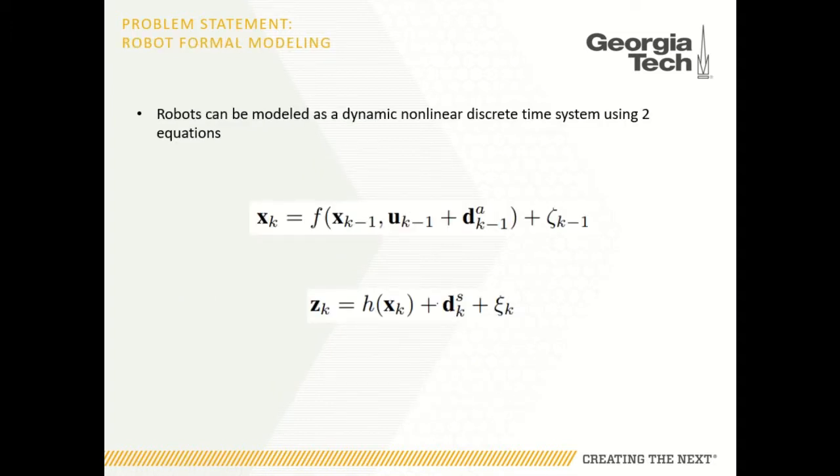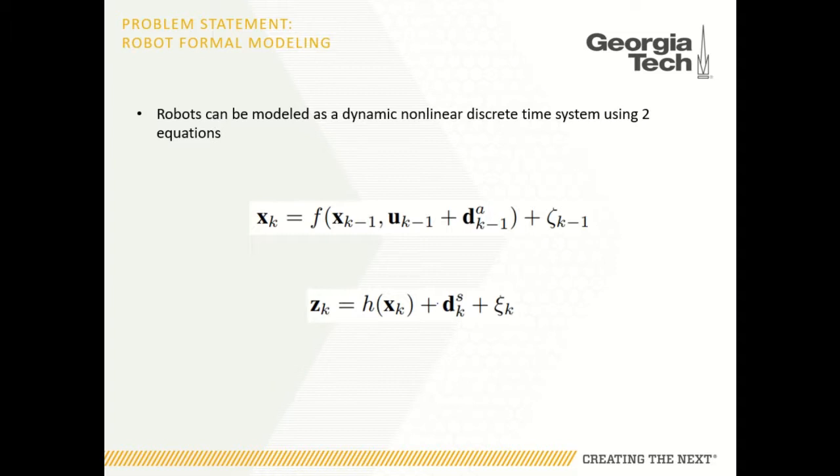Using these two equations, mobile robots can be modeled as a dynamic, nonlinear, discrete time system. For the first equation, let X represent a robot state. For each control iteration K, control commands U are generated by the planner. Here, the vector zeta represents process noises to account for external environment disturbances.